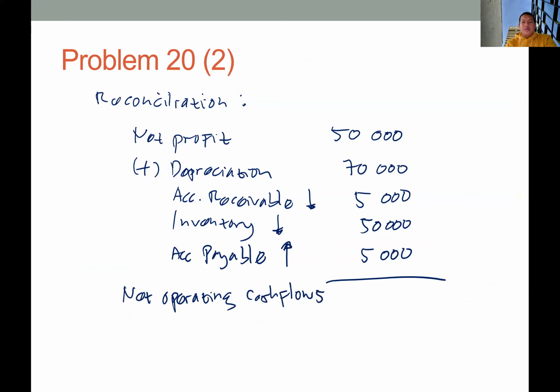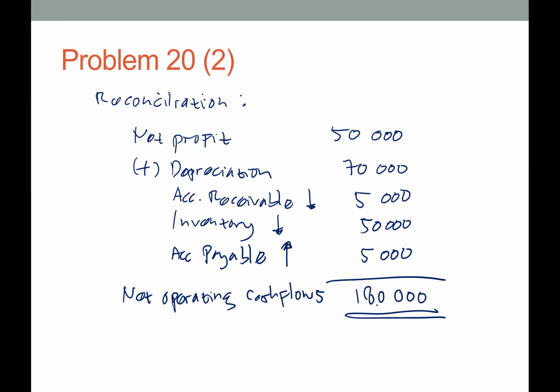Okay, so 70 plus 100 is 170, and oh, okay, we got the same balance as the previous one, so this will be correct. Okay, any comment or questions?